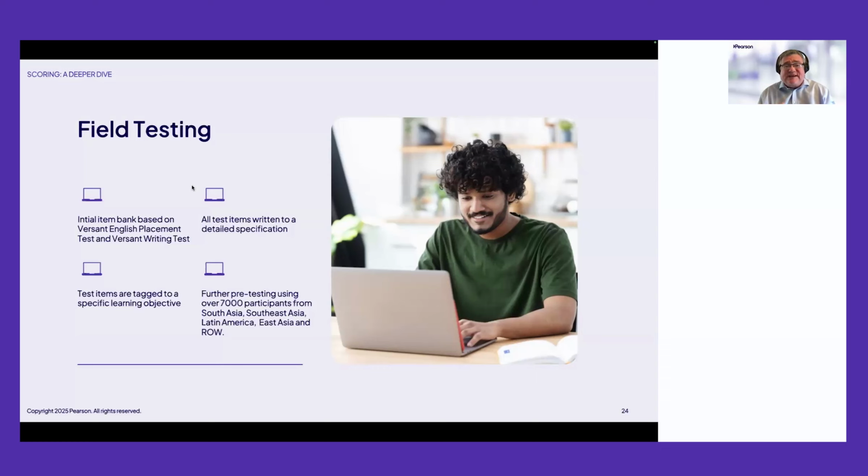So in our recent pre-testing, we had over 7,000 participants from all over the world, because that's where the test takers come from. The test takers come from South Asia, Southeast Asia, Latin America, East Asia, Europe. That's where the test takers are. So we have to use those test takers in our samples.